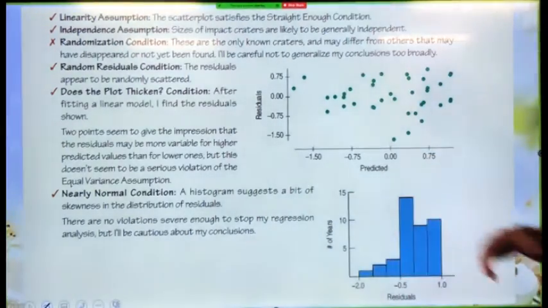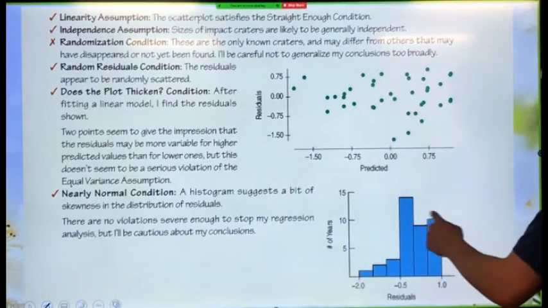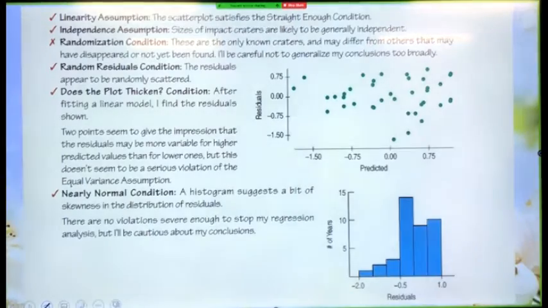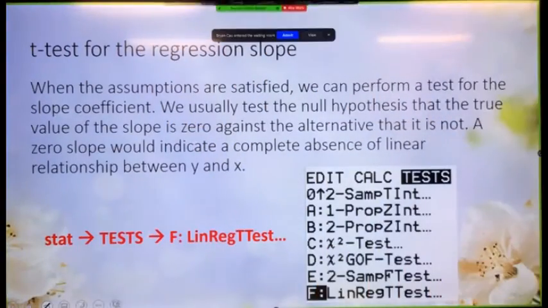Now note with this one, the book checked this one off. A histogram suggests a bit of skewness in the distribution of residuals. There are no violations severe enough to stop my regression, but I'll be cautious about my conclusions. So they're saying this is skewed, but not enough for me to just stop my testing altogether. So they will continue with this, and we'll continue with that tomorrow.